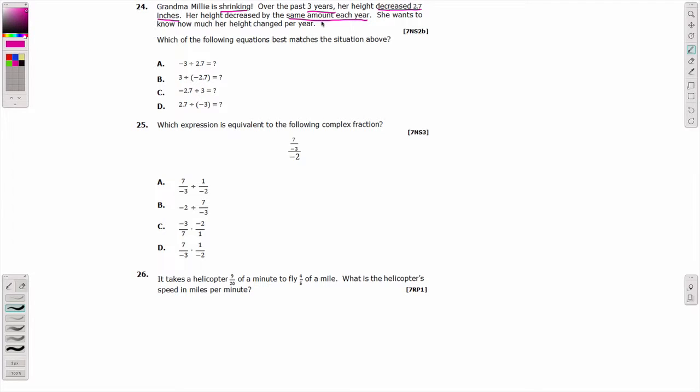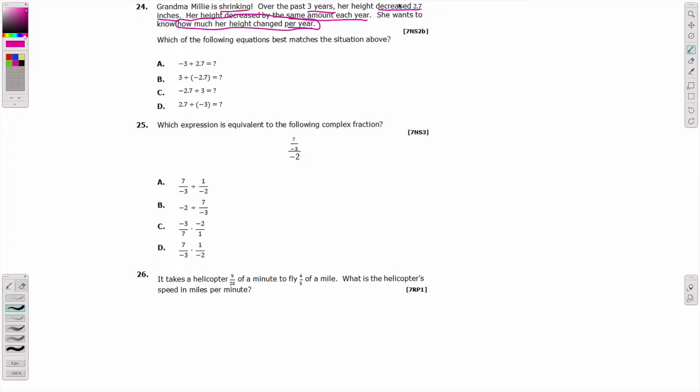Great, that means I can divide because I know the total amount that her height has decreased and I know the number of years that her height has decreased, so I can divide the total amount by the number of years, by the same amount each year. She wants to know how much her height has changed per year. Okay, so we know the total, we want to know the part. We know the whole, we want to know the part. How much her height has changed per year, per 1 year.